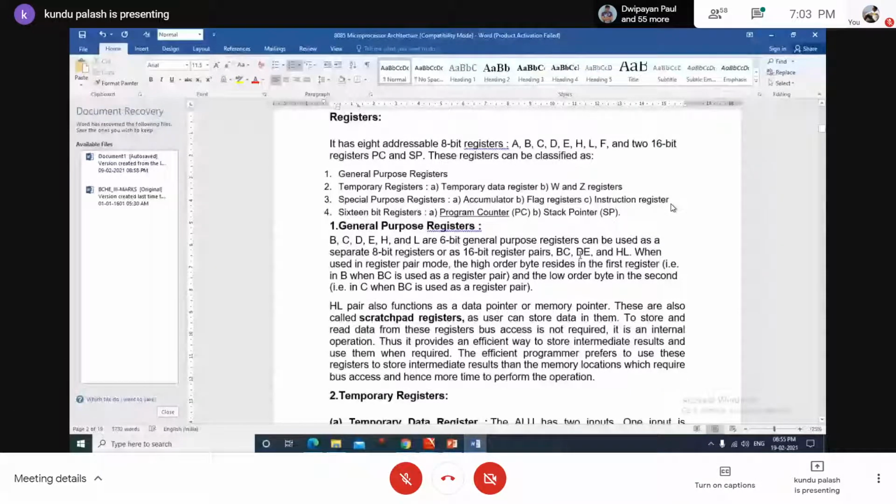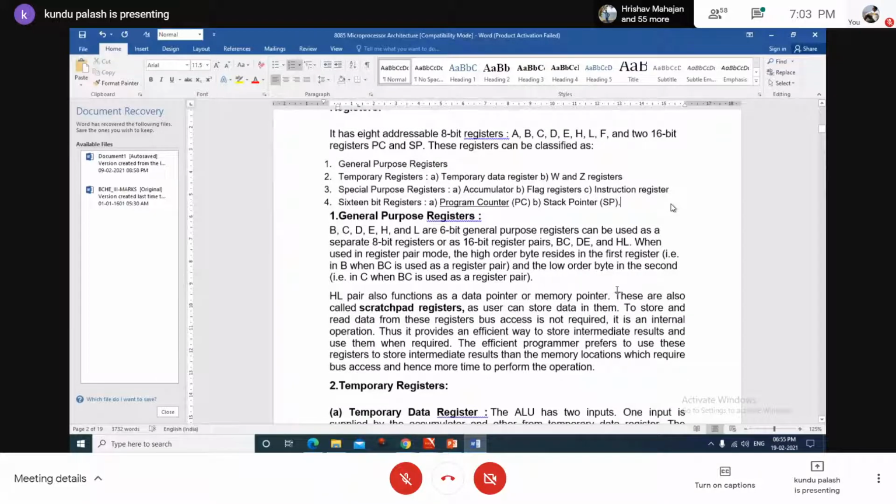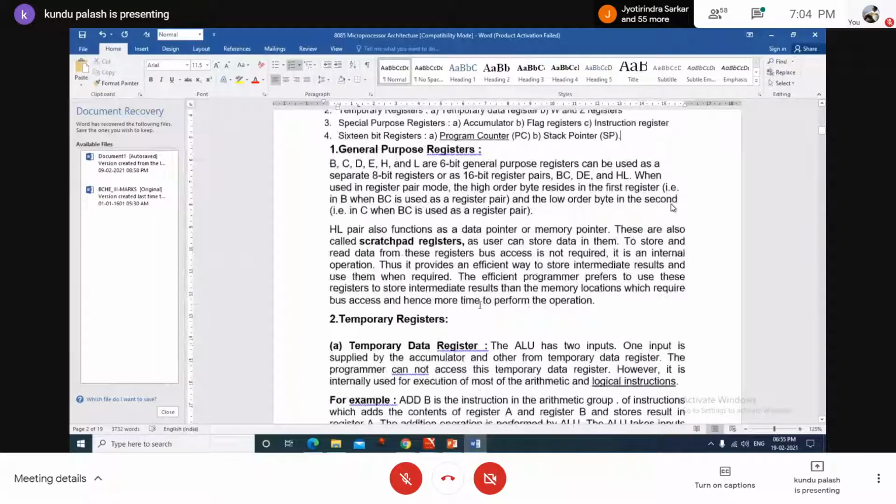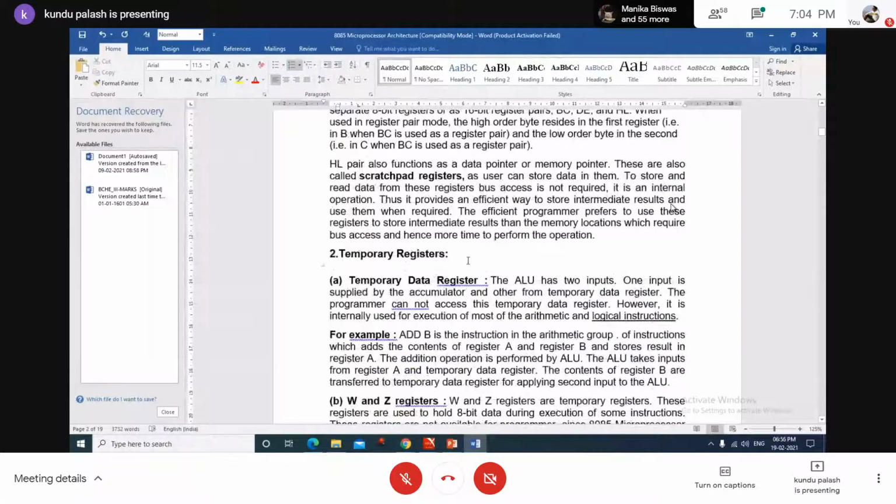When used in the register pair mode, the higher order byte of the operand or the number resides in the first register, that is in the BC pair, B, and the lower order byte will be associated with the second register, that is C. The HL pair also functions as a data pointer or memory pointer register. I will explain what is the purpose of memory pointing or data pointer. These are also called the scratch pad registers, the HL pair, a 16-bit register. The temporary registers are utilized for the arithmetic logical operation.